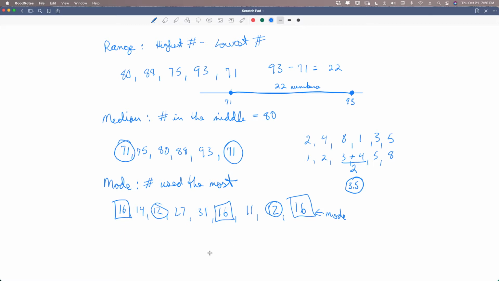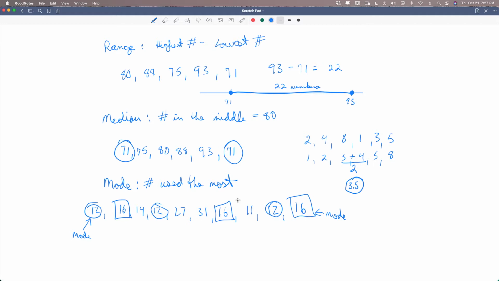Now, if I had 12 again over here, then I would have 2 modes. You can have more than one mode if you have more than one number that are used the same amount of times and it is the highest number used. Okay, so if I have 3 different numbers and they're all used 3 times, then I have 3 modes. And it's perfectly okay to do that.